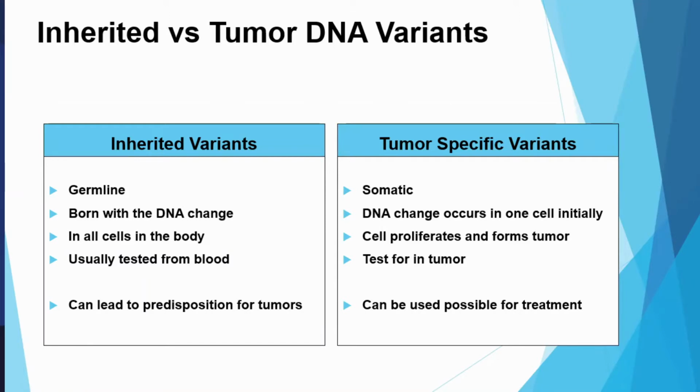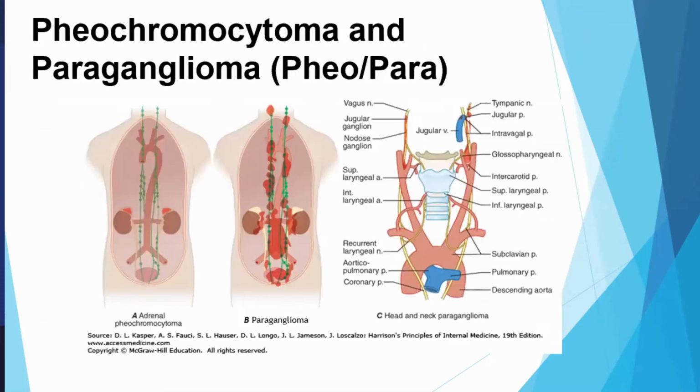On the other hand, we can talk about tumor-specific variants. These are called somatic variants. This is when we're already a full human, but there's a DNA change in 1 cell of our body, and that change proliferates and proliferates. The cell grows and forms a tumor. So there can be a variant in the DNA that's just in the tumor cells that's not in the rest of the body, and sometimes we can take advantage of that for treatment purposes.